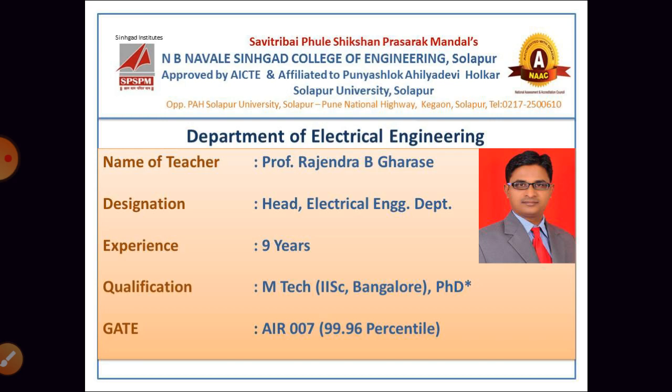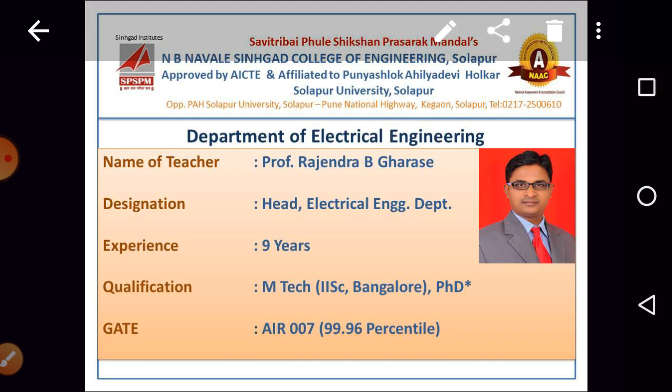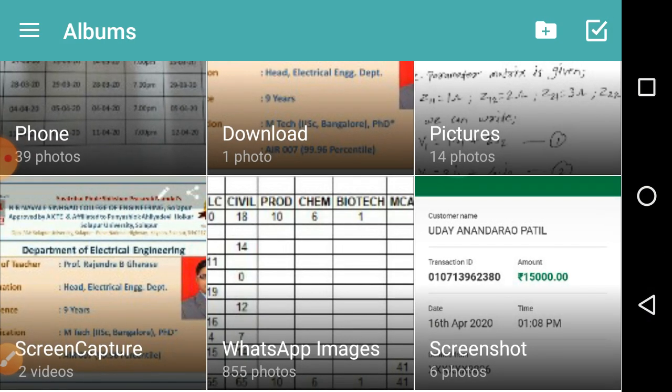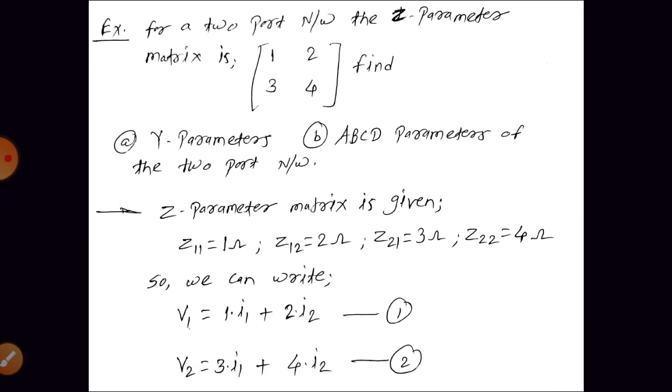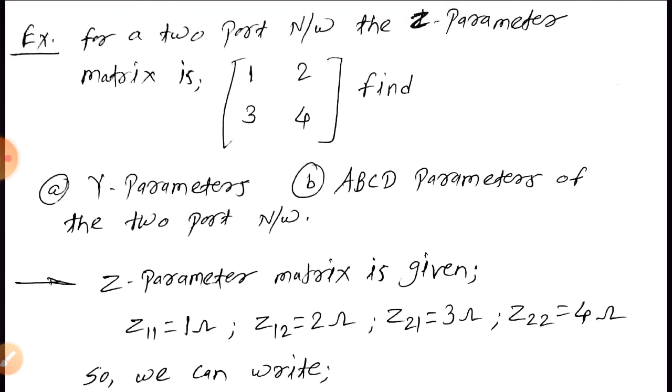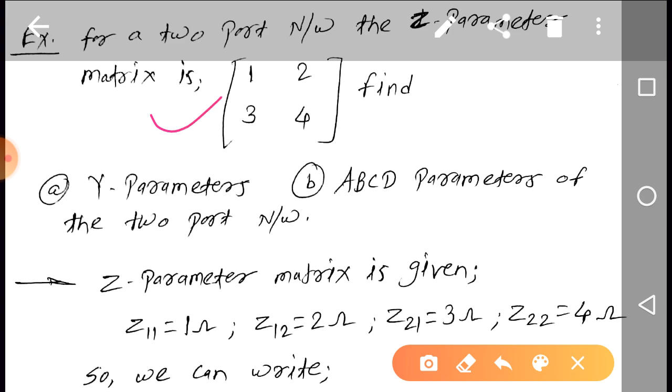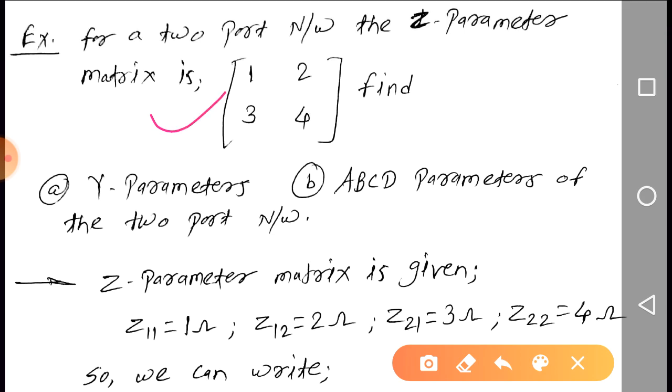In my last video we discussed the conversion of parameters. Today we are going to discuss how to solve numericals based on the conversion of parameters. So let us consider an example. Suppose we have a two-port network. The Z parameter matrix is given. Find the Y parameters of the two-port network and the ABCD parameters of the two-port network.